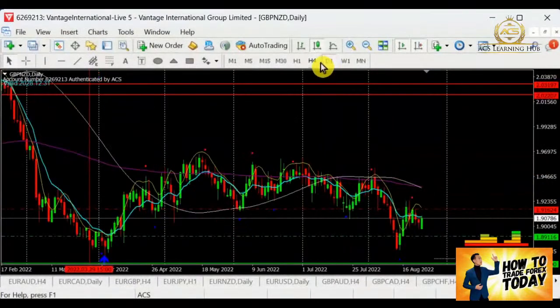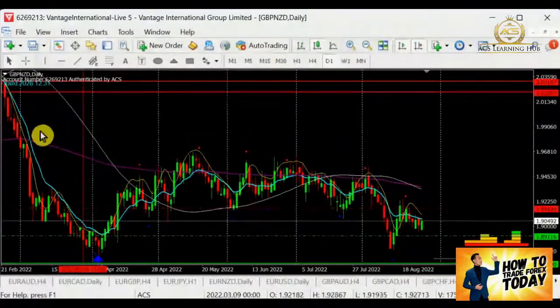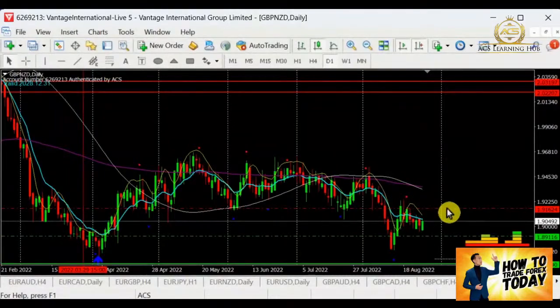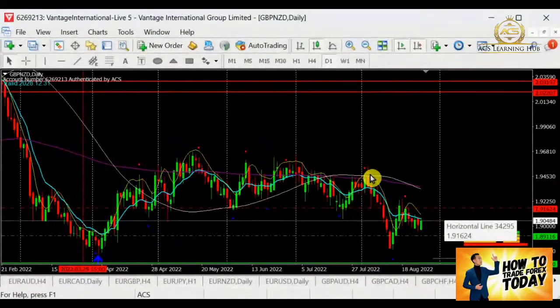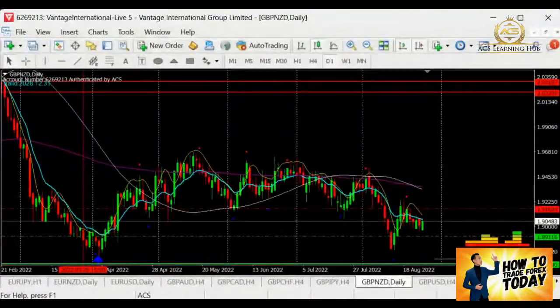Pound kiwi over here, we are now looking out for a bear into bull. It retested the bear but was not successful in breaking. So tentatively, it is still going on the bull side. So pound kiwi, I'm not selling. I'm going to stay away.